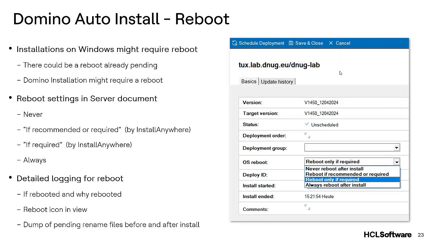I think earlier I showed you the reboot icon in the view. And if you do see the exclamation mark there, it's because these reboot options prevented us from doing a reboot, but you should do one later. And also, a last thing to mention here is that in the auto installer log that's part of the history, we will dump out the pending file renames or deletes that are causing the need for a reboot, so that you have that at your disposal if you care to look into it and see the details. Okay, next.